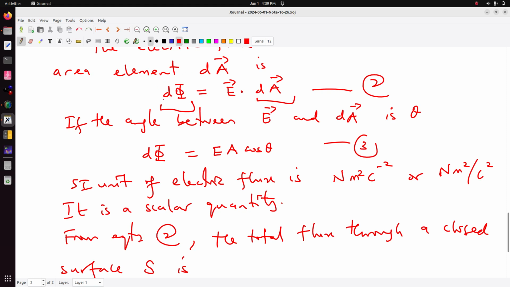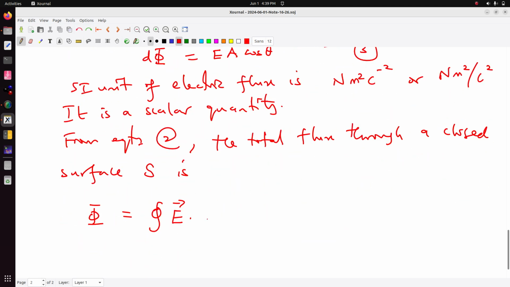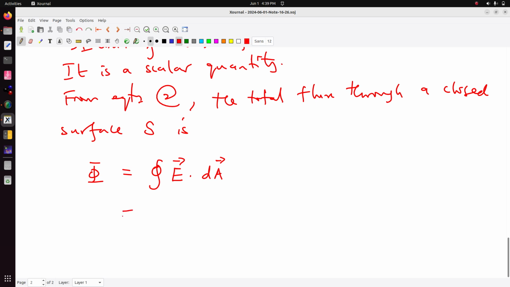So if you take the integral, phi equals the integral of the scalar product of E and the area vector A. So this is what you have. And of course, we can also write this as the integral of E A cos theta, or E cos theta, then with respect to A. So let me call this equation 4.